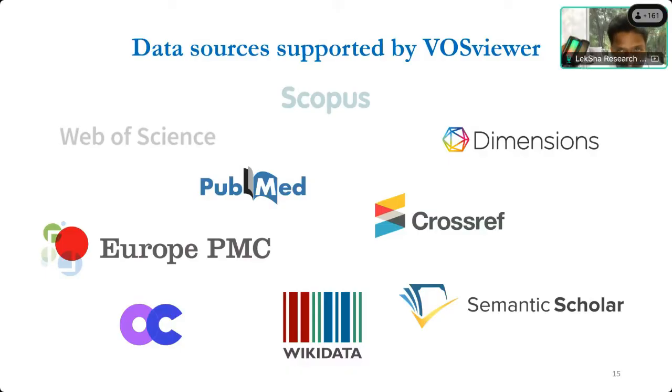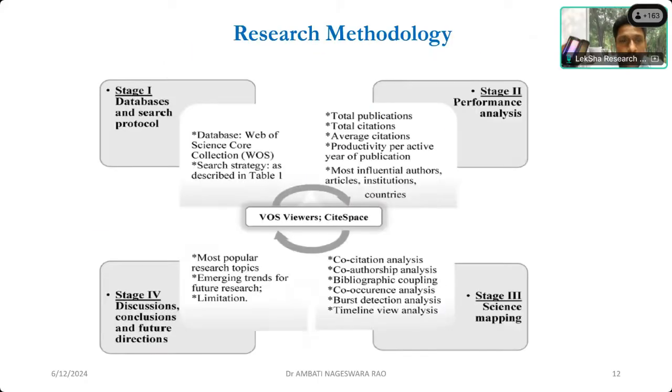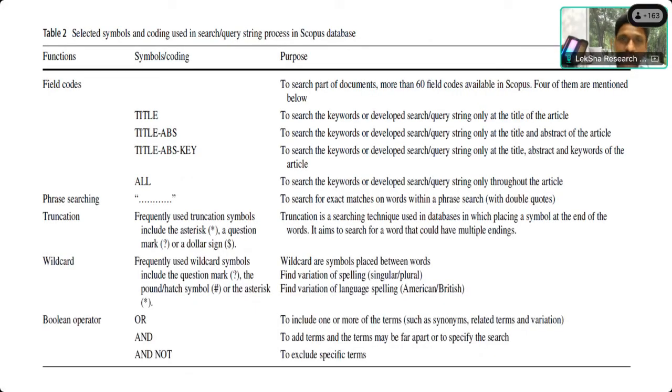If you're going to download the data from these particular data sources, one can use VOSviewer for analyzing the data. Collect the data. Yesterday we had a detailed discussion about how to select the data by using various searching strategies like field notes, phrase searching, truncation, wildcards, Boolean operators. Yesterday we covered in detail each and every aspect of how one can search the data from Scopus. Similarly, one can collect the data for VOSviewer as well, for bibliometric analysis.